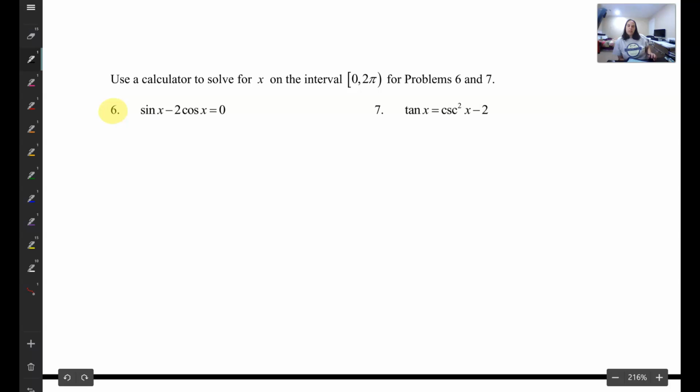So there's a couple ways that you could do this one. My first suggestion would be adding 2 cosine of x to both sides, so we get sine of x equals 2 cosine of x. Now I want to solve for x on the interval 0 to 2 pi. So I'm going to pull out my calculator, put that in y1, put that in y2, and look for intersections.